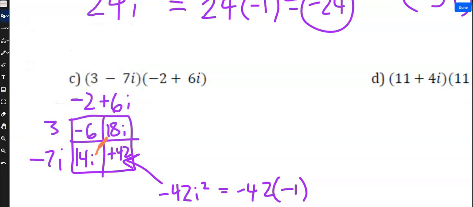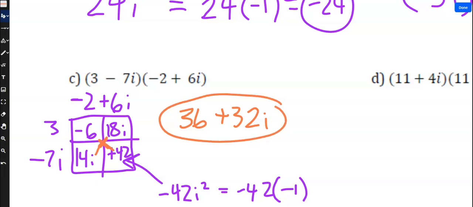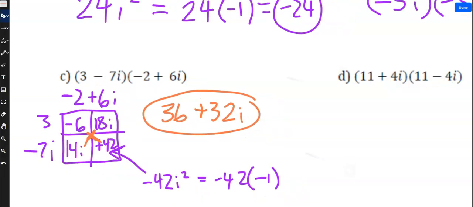Those two are like terms, and these two are like terms. 42 take away 6 is 36. 14i plus 18i. What is that? 32i. So you just have to remember that the i squared is equal to negative 1.